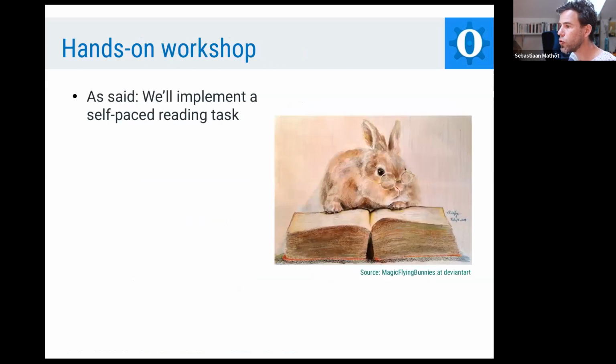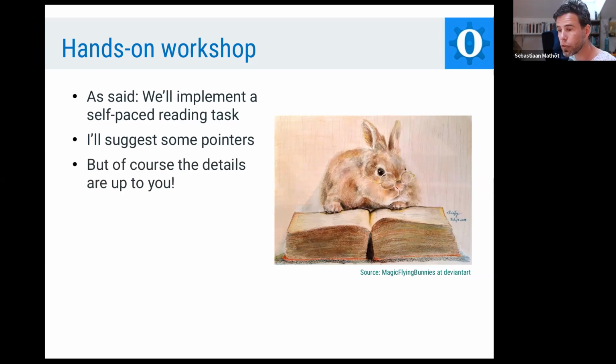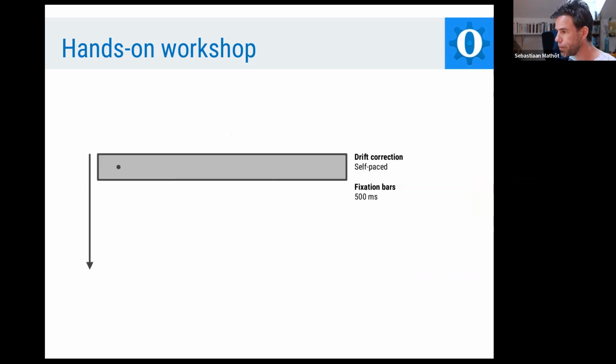So what are we going to do for today? As I said, we're going to implement a self-paced reading task. There is no tutorial anymore because we've already done 2 tutorials now. I think you know the drill. You've seen the sequence, you've seen the loop, and so on. Now it's time to be a little bit more hands-off and actually implement this yourself. But I will give you a few pointers. And the details of the task, of course, are up to you.